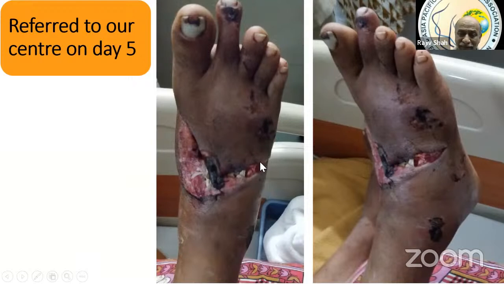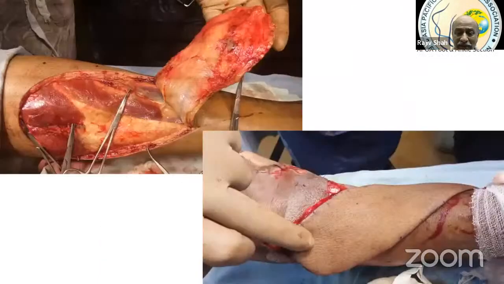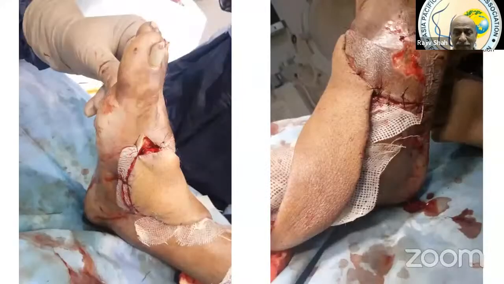Wounds were looking angry. Skin had already gone black. This skin was also not looking good. So on day 5, we went in for revision debridement, and at the same time it was a flap coverage which we wanted to give. Whatever best fixation we could do primarily with K-wires was done. The sural neurocutaneous flap is a flap which works well for such midfoot injuries. So this flap was rotated and the defect was covered.